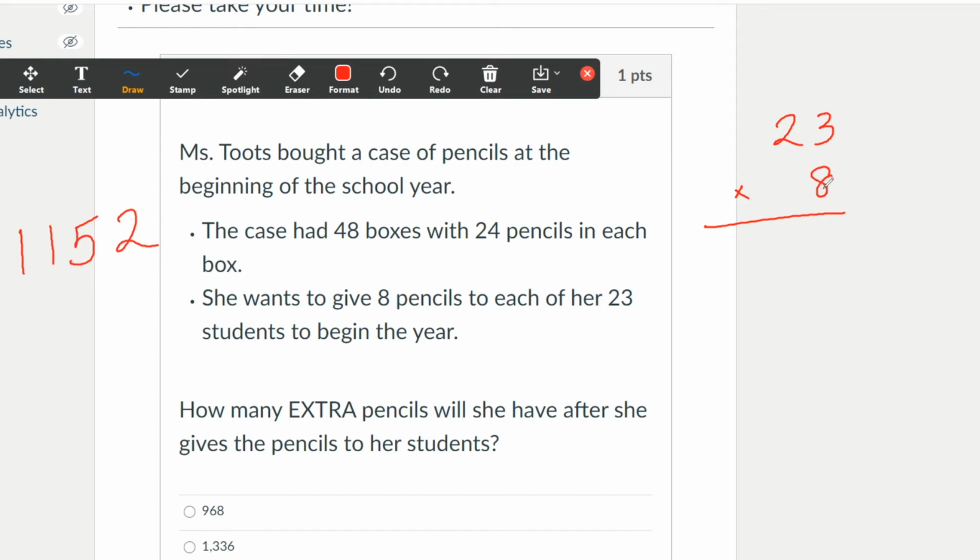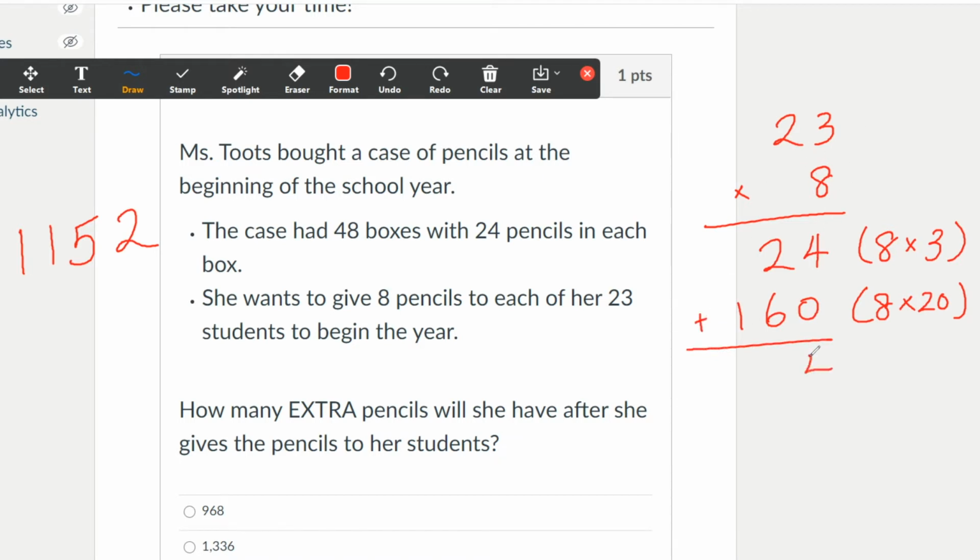8 times 3, these are really just 8 and 3, that's 24. So we're going to put 8 times 3 here. And then we're going to do this 8 times this 2, which is really a 20. So that's 8 times 20. And that's going to be 160. And I'm done with my multiplication, so now I have to add.